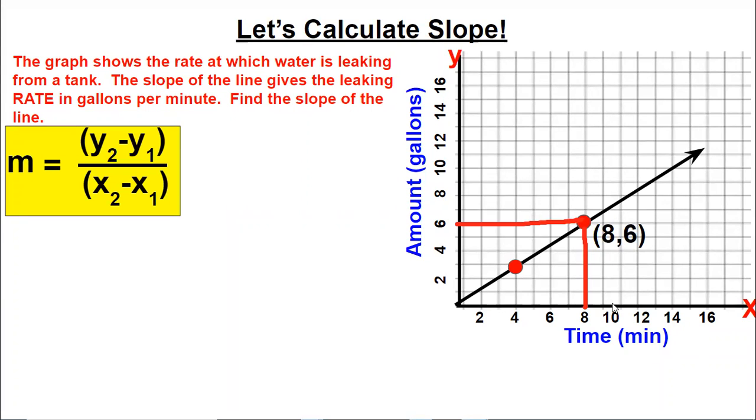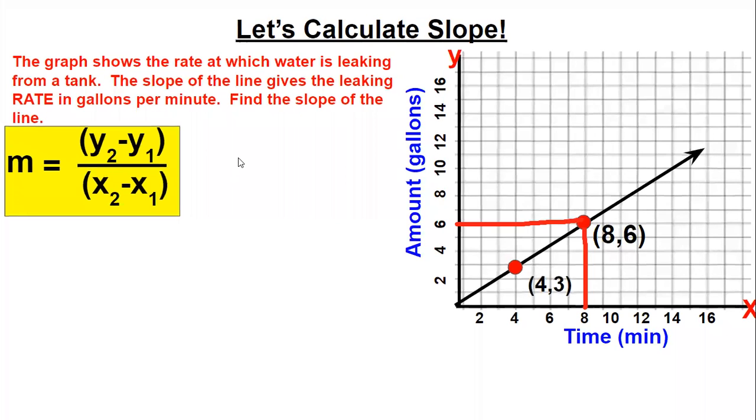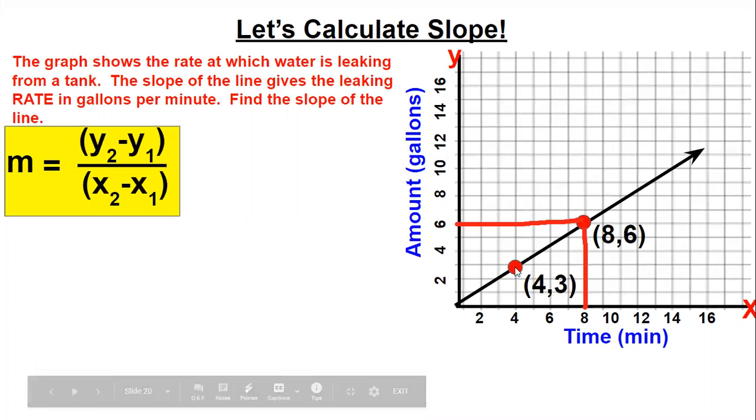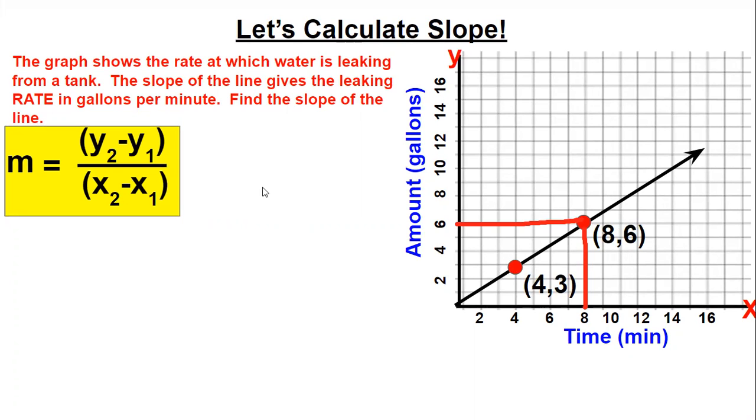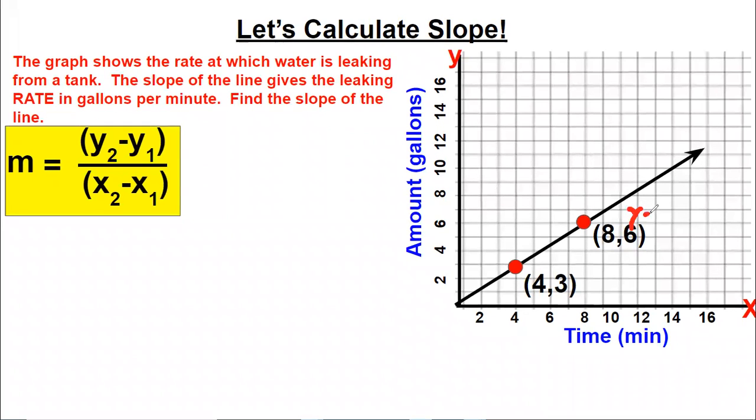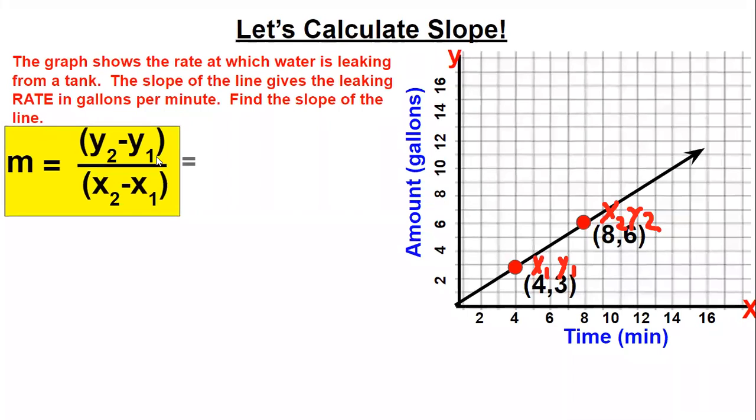So 8, 6 is on the grid line. So this is 8, and then it reaches over to 6. And the other point is 4, 3. So 4, and then it goes over here to 3. Now that we have our points, we can decide which is our y2 and our y1. I'm going to make this my y2. So that becomes my x2. This is my y1. And this becomes my x1. Always label them so you don't get messed up. Then we plug them into the formula.